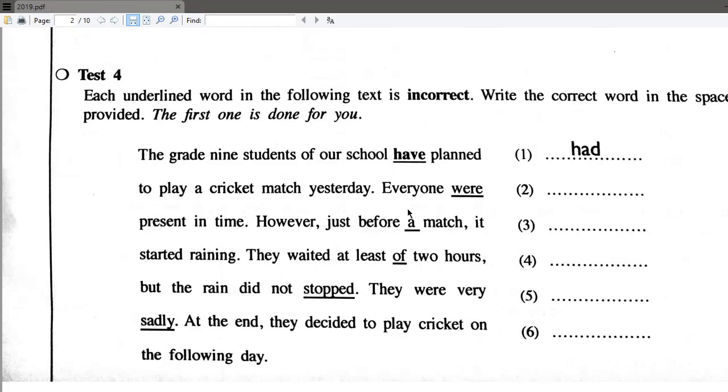However, just before a match. Now, my dear children, you might be wondering why a is wrong, because there's no problem here, right? I just told you about the articles. One particular use of the is because it is a definite article. In other words, it means that you are speaking about a cricket match. So this match and the match that you are speaking about right now are the same.